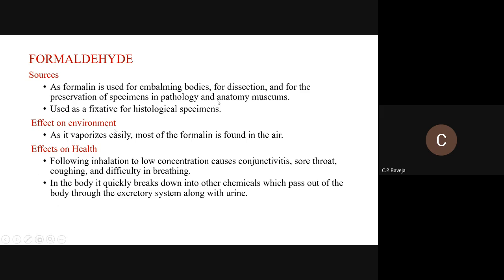Effect on the environment. As it vaporizes easily, most of the formalin is found in the air. Because vaporization of formalin is there, formalin is very irritating.